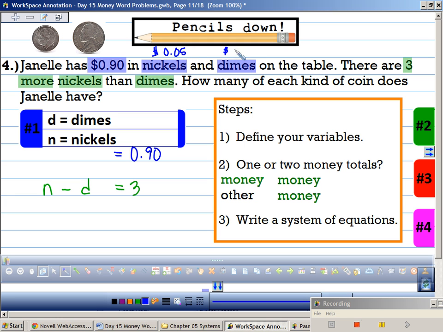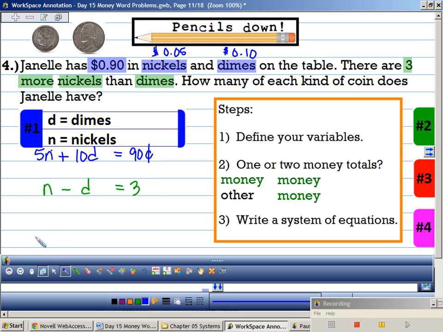We had a debate in this in the last class. Let's talk about this for a second. Now, I could write it in cents like I have this one. I'm sorry. In dollars like I have this one. This is written in dollars, correct? Or I could write it in cents. How could I write it in cents? What would I write here? 90 cents. So if I'm talking cents, I would say 5 cents for nickels plus 10 cents for dimes equals 90 cents.